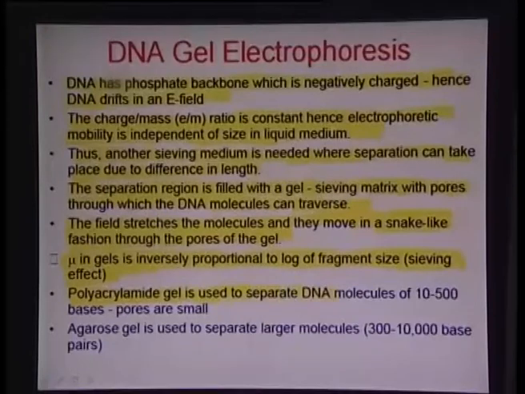Polyacrylamide gels are used to separate DNA molecules of 10 to 500 bases. Pores are small, resolution is high. And agarose, on the other hand, is used to separate larger molecules, about 300 to 10,000 base pairs. Pores are relatively large in this case, although the gel material is very milky and it is really not a very good sensing material as far as electrophoresis in thin capillaries is concerned.